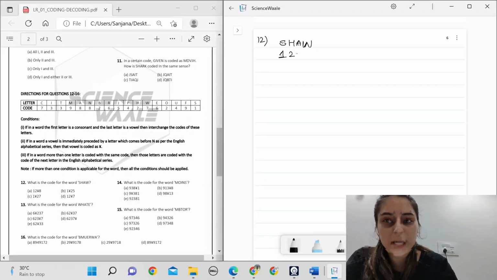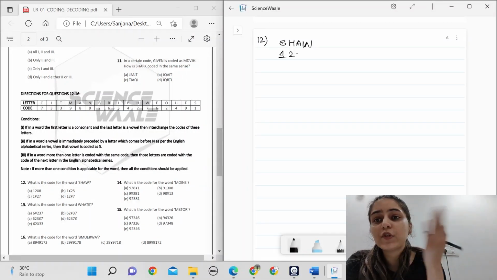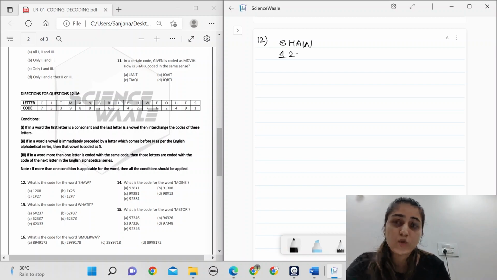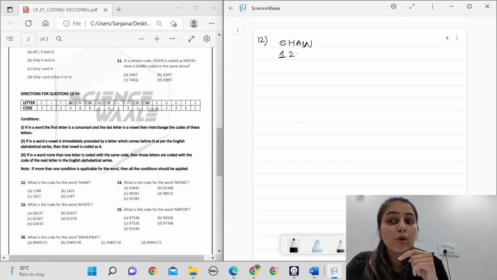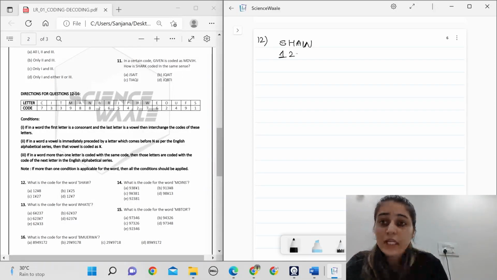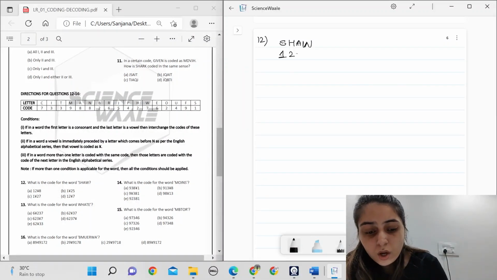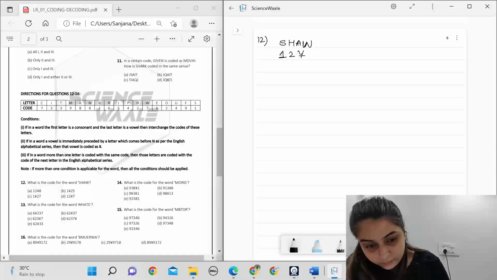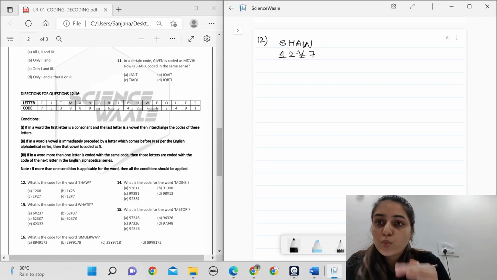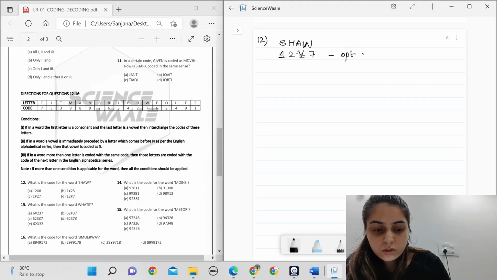So if we follow that condition, then H is a letter which lies before N in the alphabetical series. So then the vowel should be coded as E instead of the code for A, that is 8. Instead of 8, we need to code the letter A as E. So here we'll do the same thing. We'll code it as E. And for W, the code is 7. So the answer is 12E7. And that is option D.